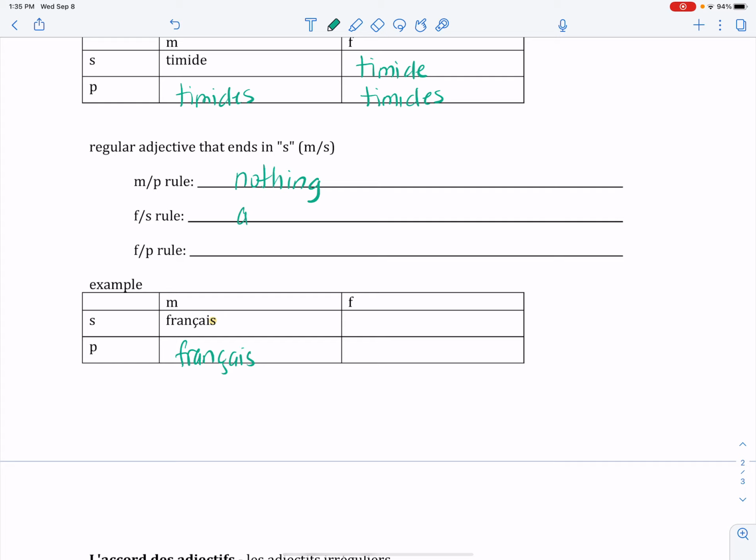For the feminine singular, we will add E, and that's going to change our pronunciation here. So français becomes française, and for the feminine plural, we add ES to that original masculine singular to give us françaises with an ES. So for pronunciation, we have français, français, française, françaises. And now that's all you've got for notes.